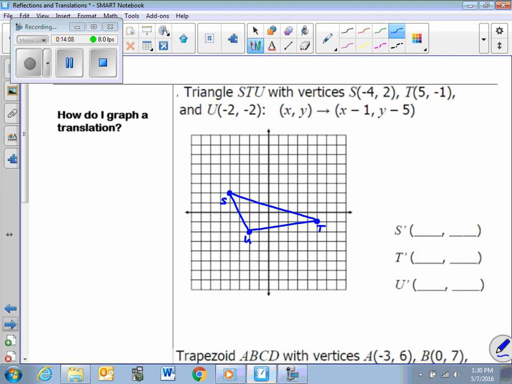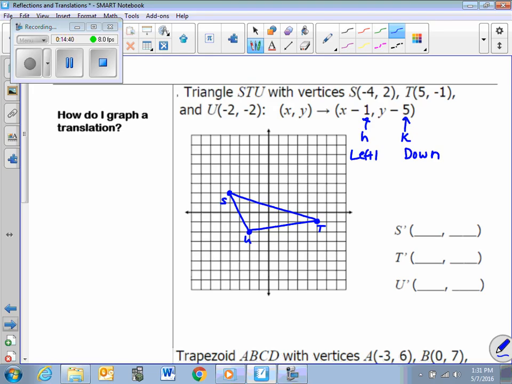This is a translation, a slide, right? A translation is a slide. So I have my triangle here, and remember this here is our H, and this is our K that we wrote. So I know that this means I have to take every vertex and go left 1 and down 5. So I'm going to move all these vertices according to that rule.